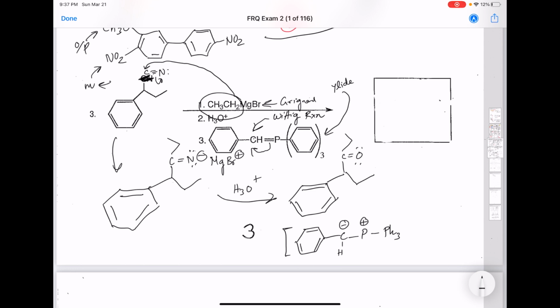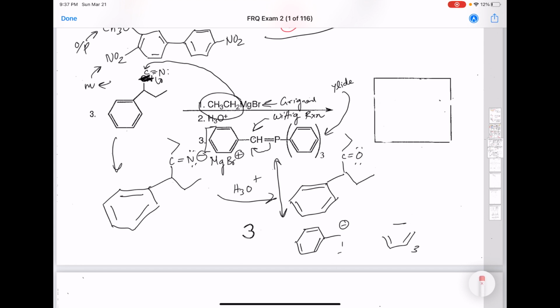So let me just write out this resonance structure. Right, so this is the resonance structure for these two. I'm sorry, I know that's a little messy, but what you see here is that the carbon is negatively charged and the phosphorus atom is positively charged.